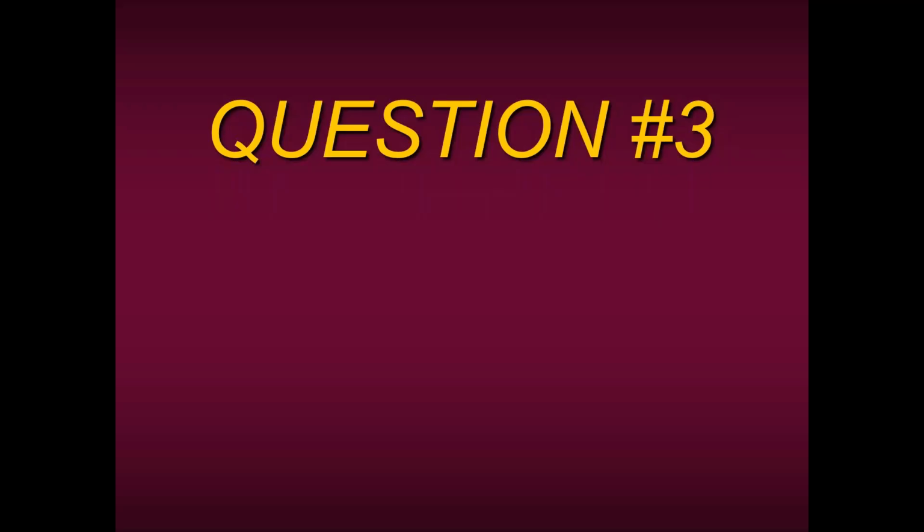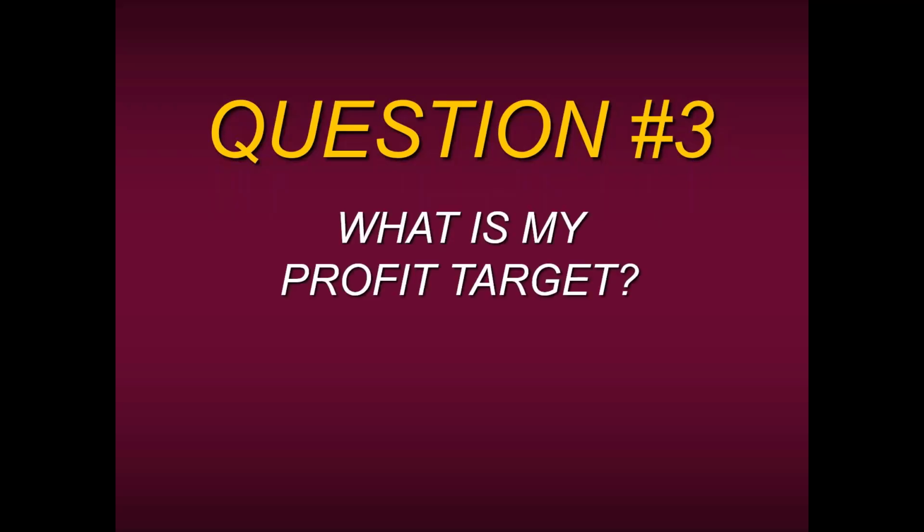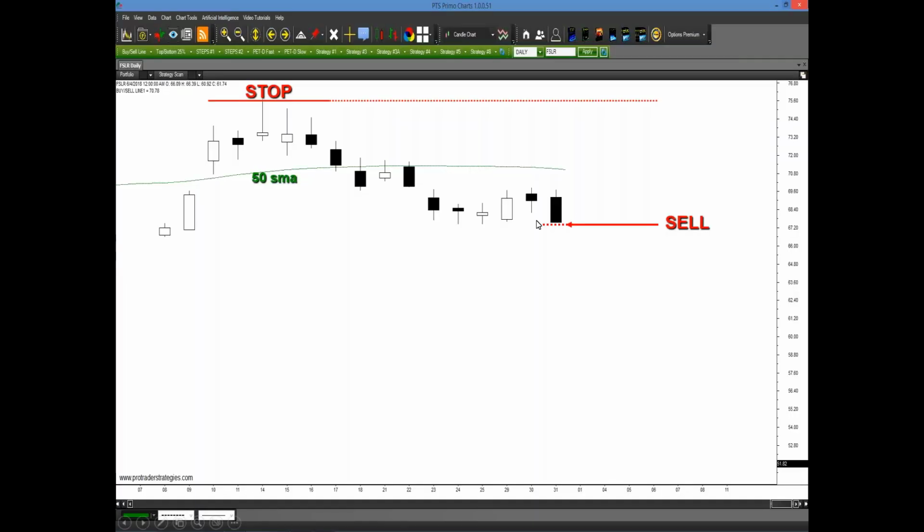Now we go to question 3, which is, what is my profit target? All right, so we use the same principle we used before. If we were to go short here, and for some reason it did turn around and price started to go back up, how many points would we lose? Not how much money, because everyone has a different amount of shares or a different vehicle of trading. How many points would you lose? In this case, it's 8.20.